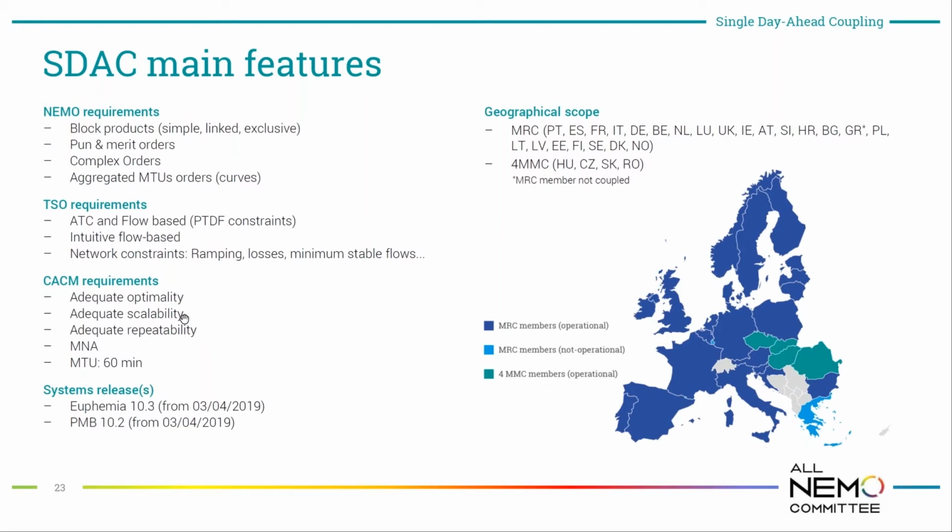This year, 2019, we have had a major release, which is FEMIA 10.3, the first one capable of dealing with the multi-NEMO configurations, and the geographical scope is still split into clouds. We have the MRC and the 4MMC. It's expected that soon these two clouds will merge into a single one. Note that for the time being, we have some MRC members that are operating in isolated mode, and another one is not coupled.